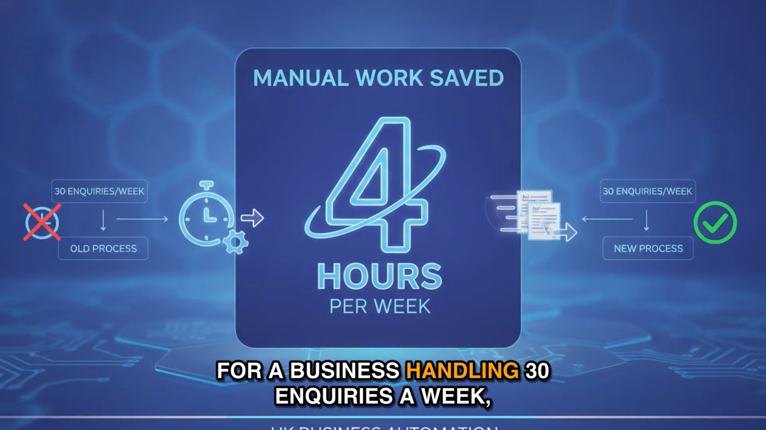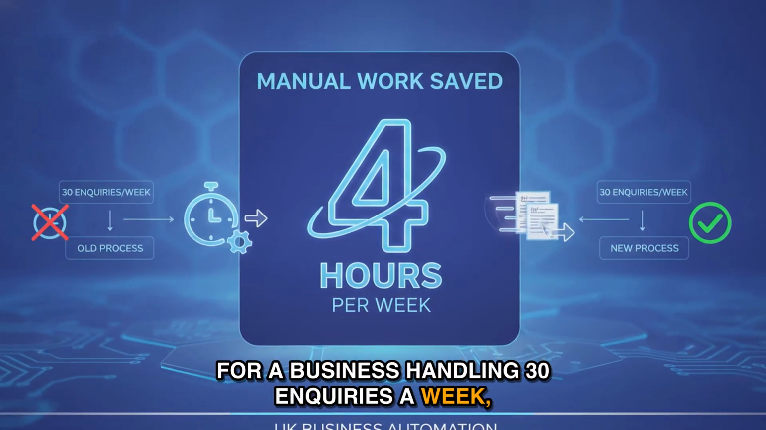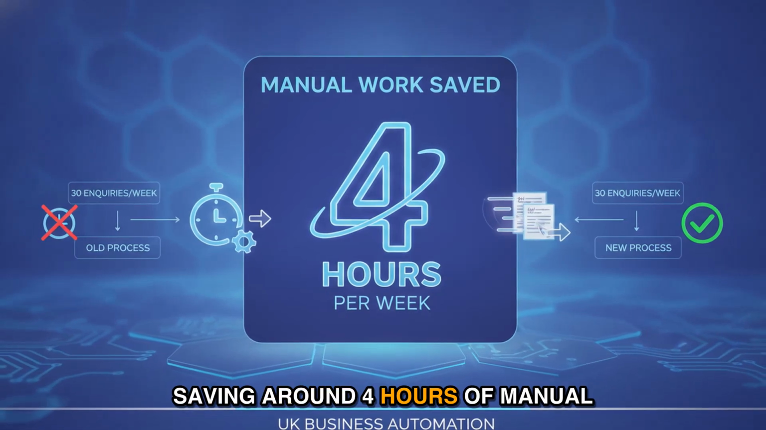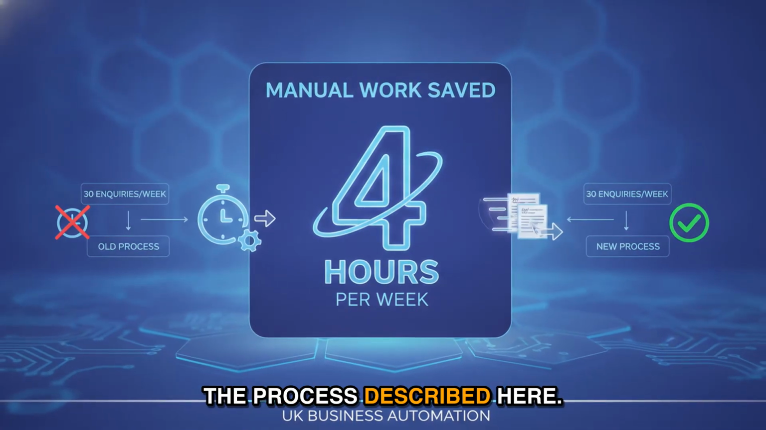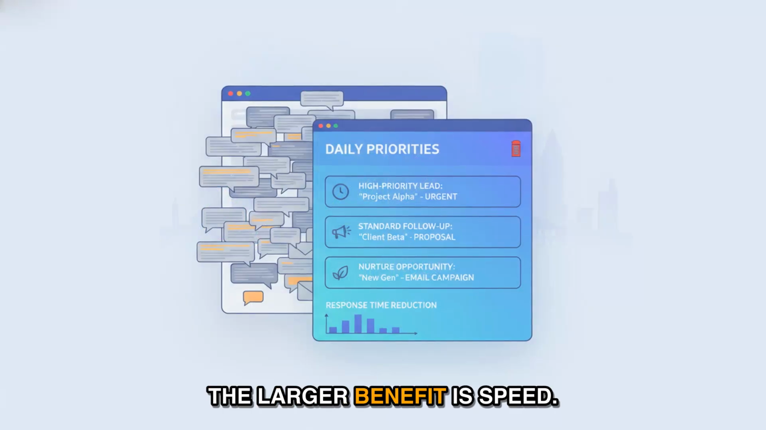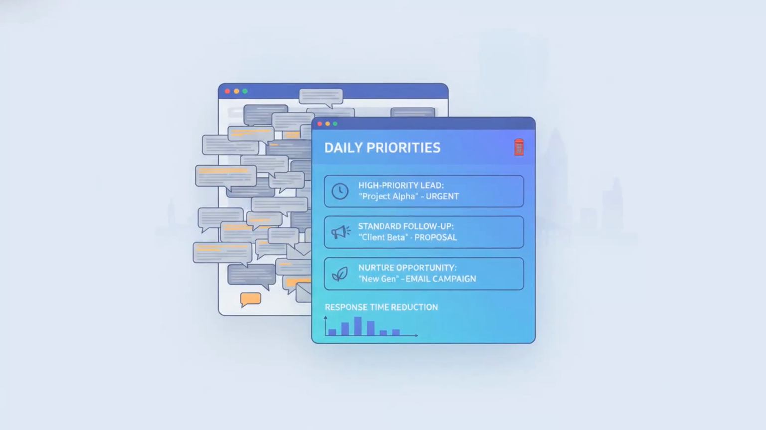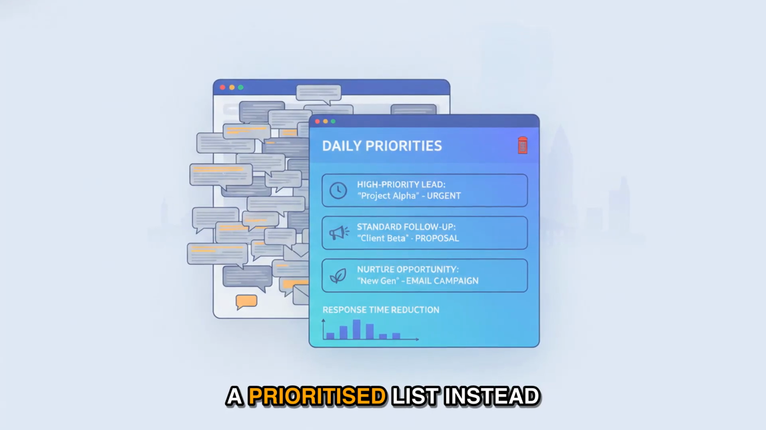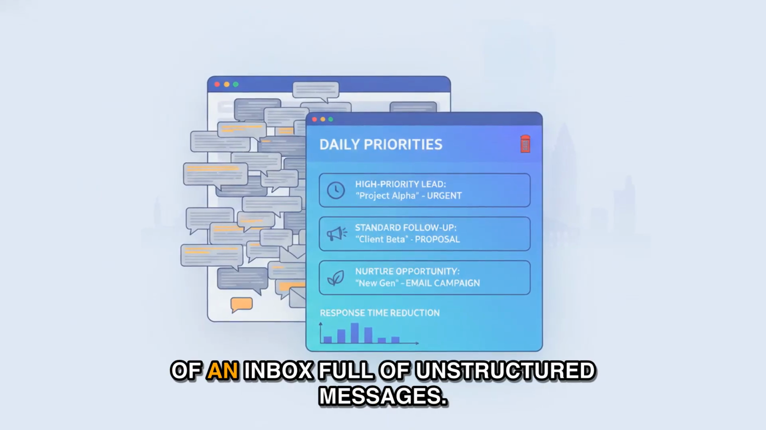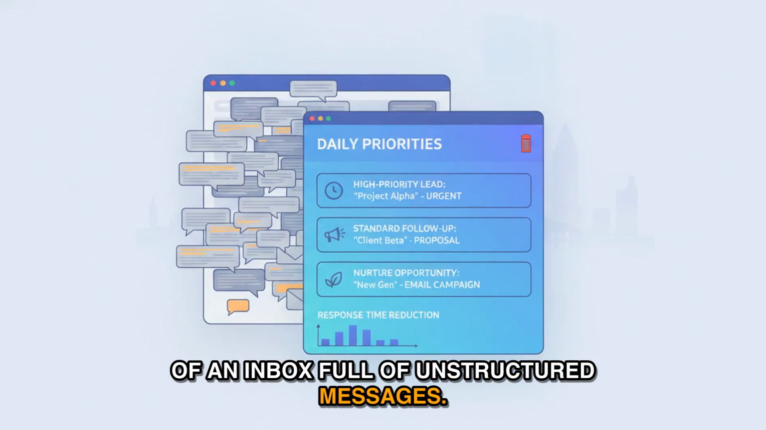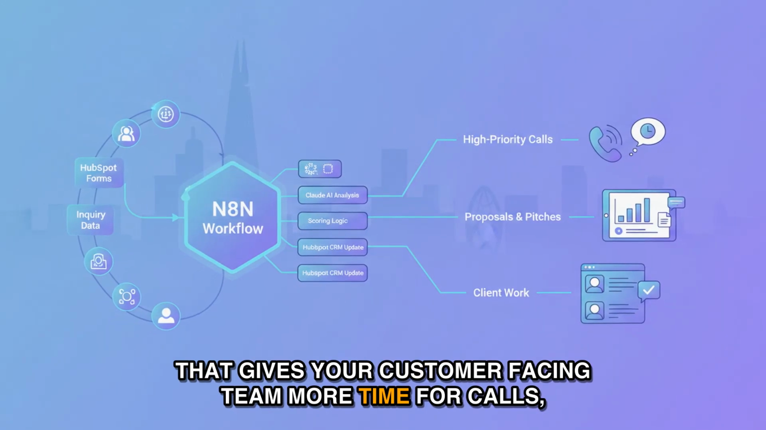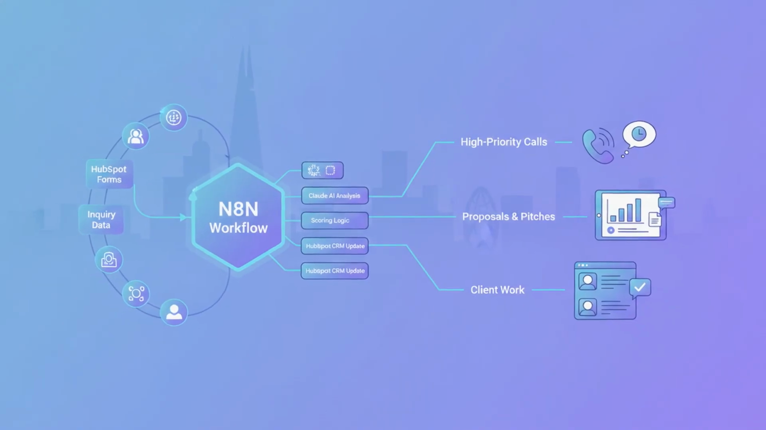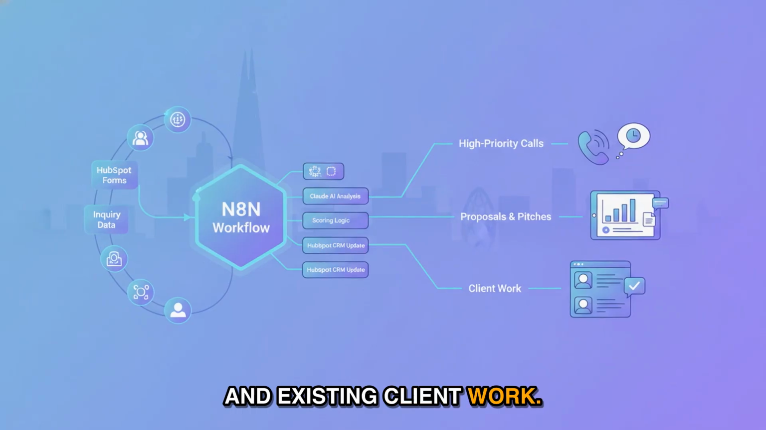For a business handling 30 inquiries a week, saving around 4 hours of manual work is realistic within the process described here. The larger benefit is speed. Staff start each morning with a prioritized list instead of an inbox full of unstructured messages. That gives your customer-facing team more time for calls, proposals, and existing client work.